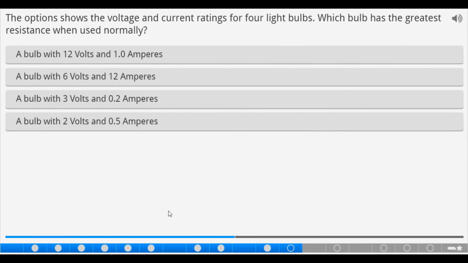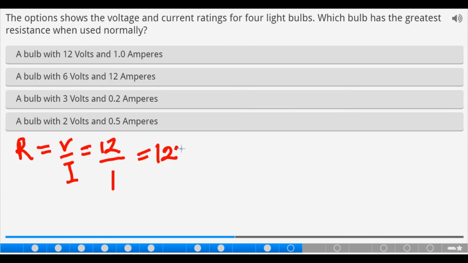Now, let's do this calculation. The option shows the voltage and current ratings for 4 light bulbs. Alright? Which bulb has the greatest resistance when used normally? So here we'll calculate the resistance of each bulb before we pick the best option. Now, let's start. For the 12 volts and 1 ampere bulb, we want to check the resistance. Resistance now becomes V over I, and that is 12 over 1. That gives us 12 ohms.